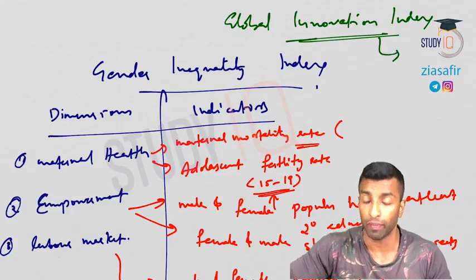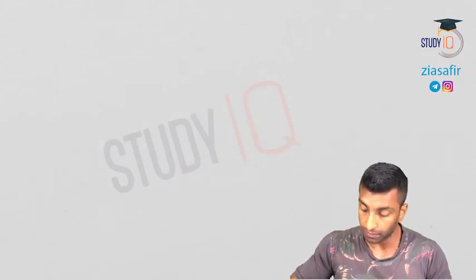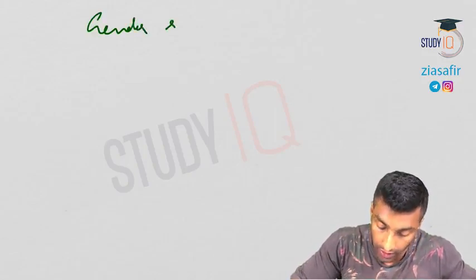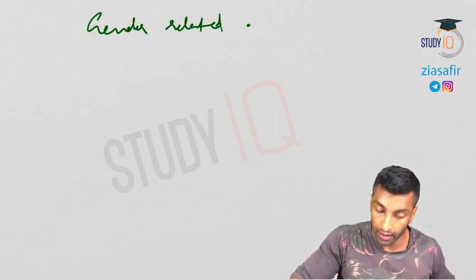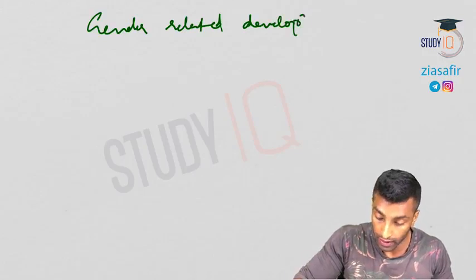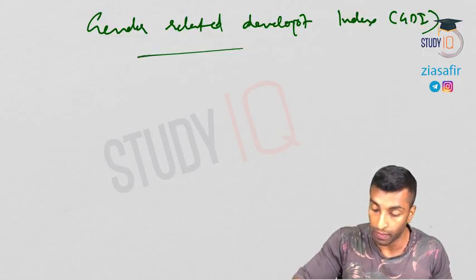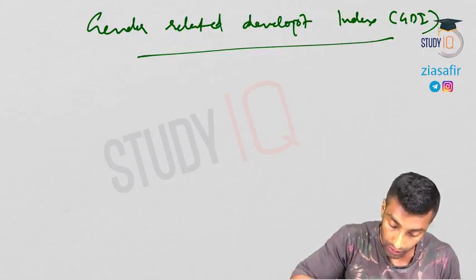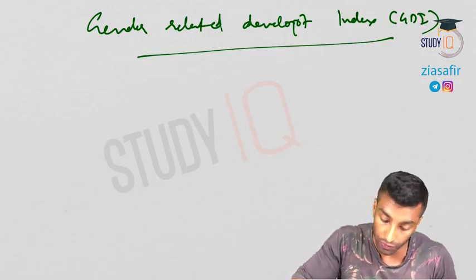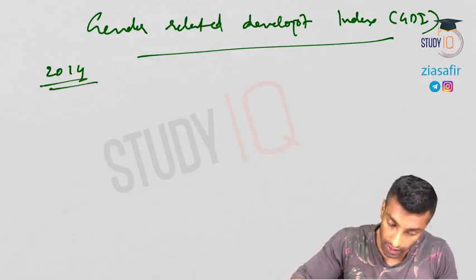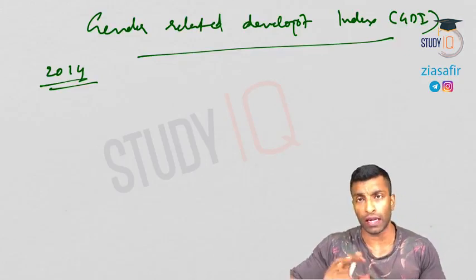This is different. Let's move on to the next one, that is Gender Related Development Index, GDI. It was introduced in 2014, as I have already told you. It measures gender disparities in respect of the 3 dimensions of HDI.